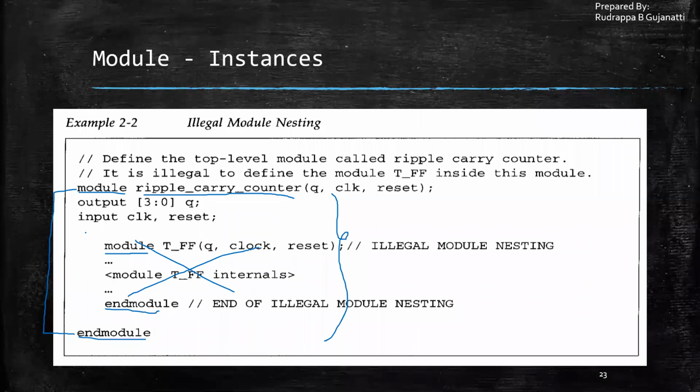I can just have the instances, that is what we had written, T underscore FF, TFF not and the parameters. So we can create the instances, but I cannot define it in this form. That is not permitted over here. So this is illegal module nesting, which is not permitted in Verilog.